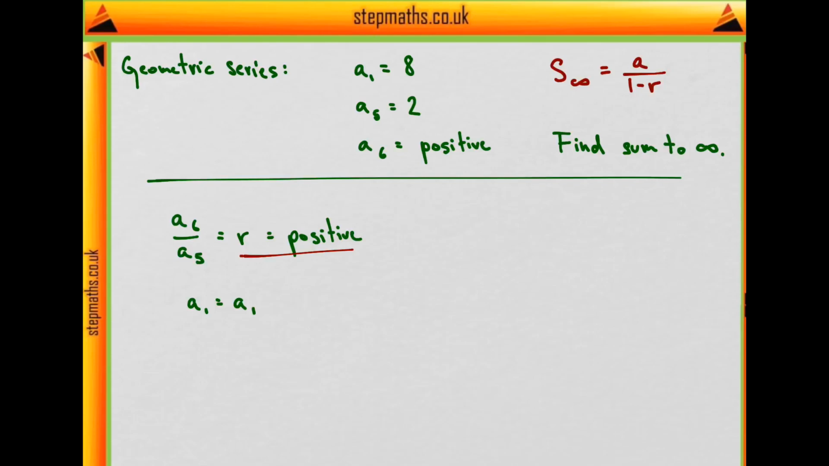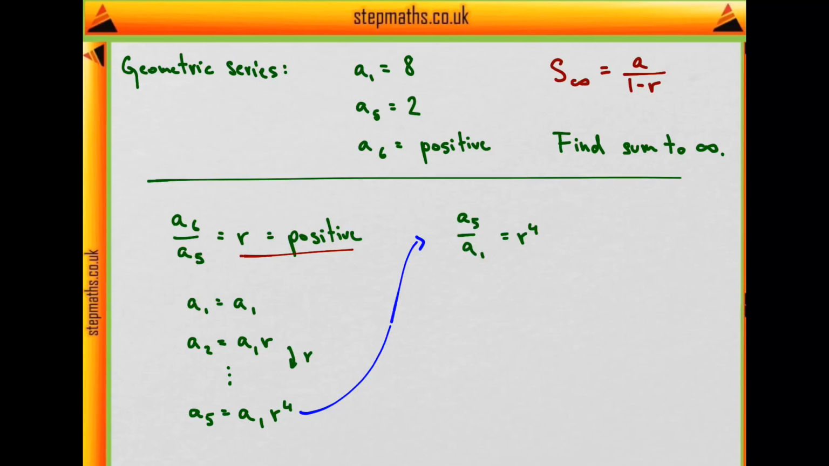Then a1 obviously equals a1, and a2 will be a1 times r. And so on, we'll always multiply by r to the next step, until we get to a5, which is a1 times the common ratio to the 4th power. So let's try and get the most out of this new piece of information. So it must be that a5 divided by a1 is r to the 4th power, and that equals 2 divided by 8, which is 1/4.